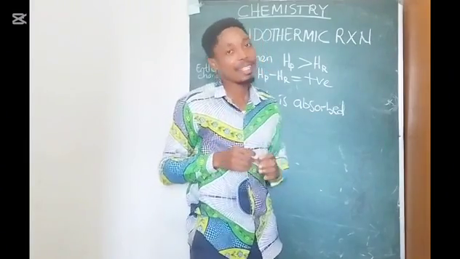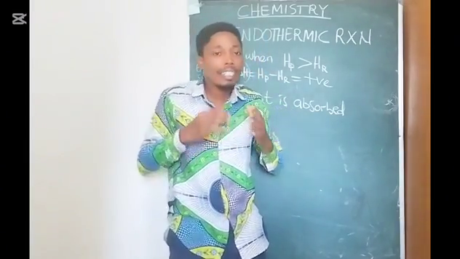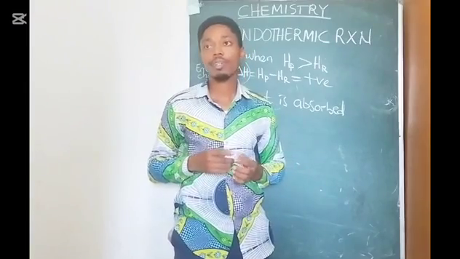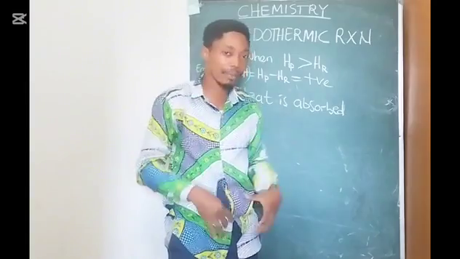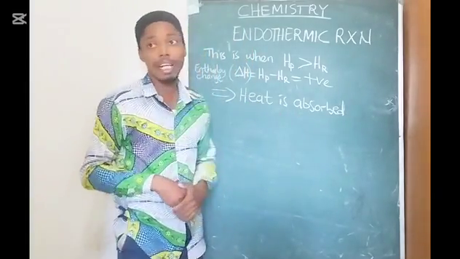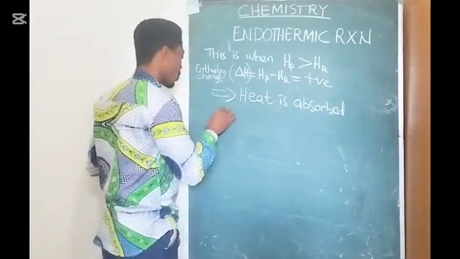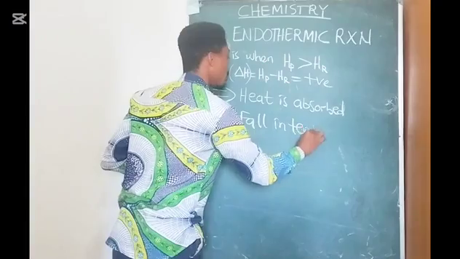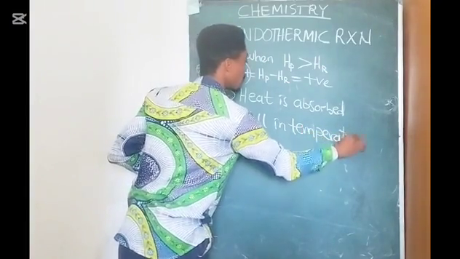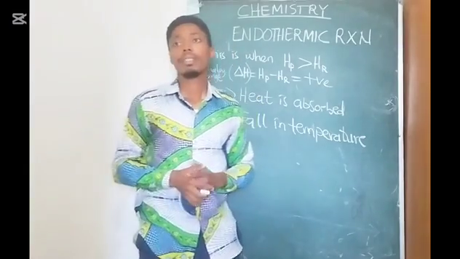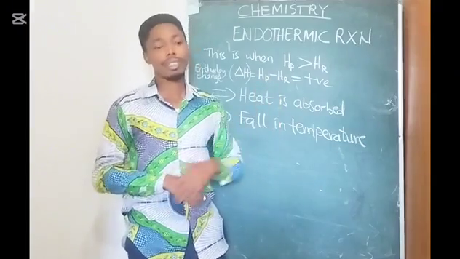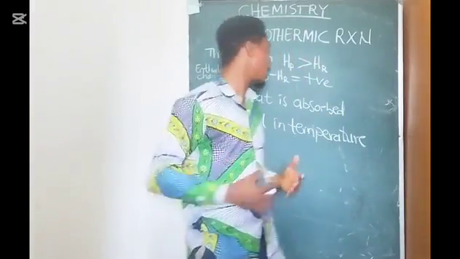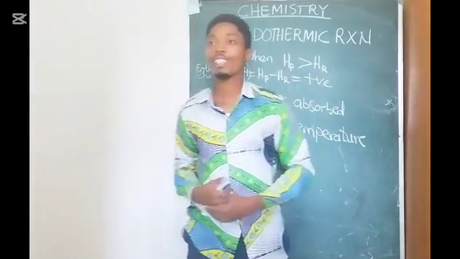That means that the reaction vessel in an endothermic reaction is colder than the surroundings. The reaction vessel experiences a fall in temperature. So heat is absorbed, fall in temperature. An endothermic reaction is a reaction in which heat is absorbed from the surroundings, and if heat is absorbed from the surroundings, that means the enthalpy change is positive.